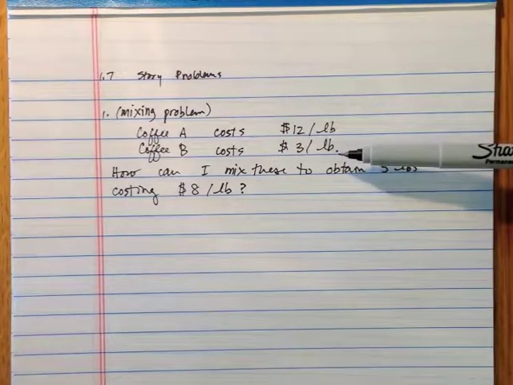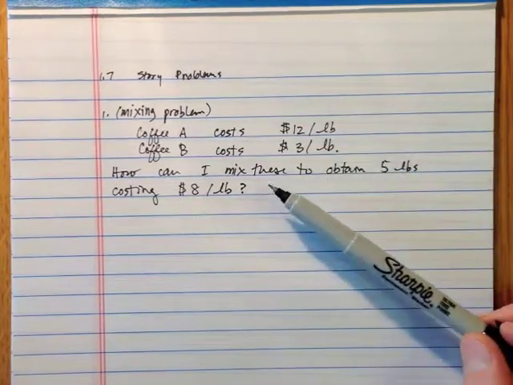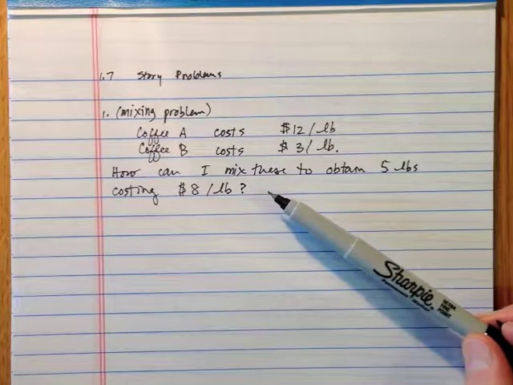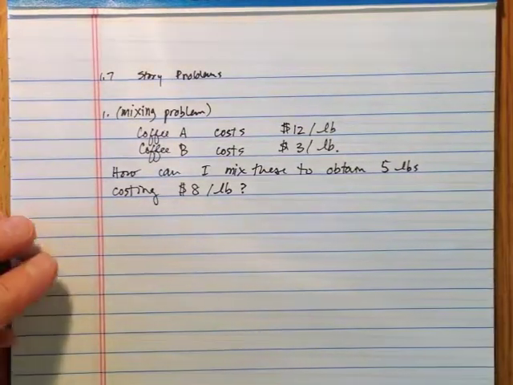But Coffee B is the cheap stuff. It costs only $3 a pound. So a typical question in this section would be, how can I mix these, some of Coffee A and some of Coffee B, to obtain 5 pounds that costs $8 a pound?